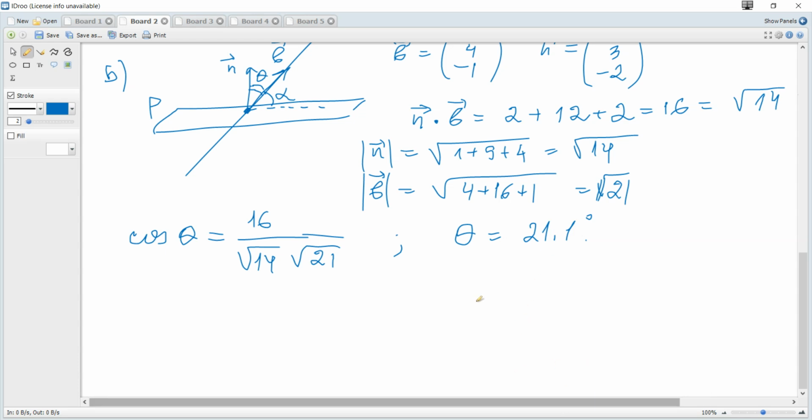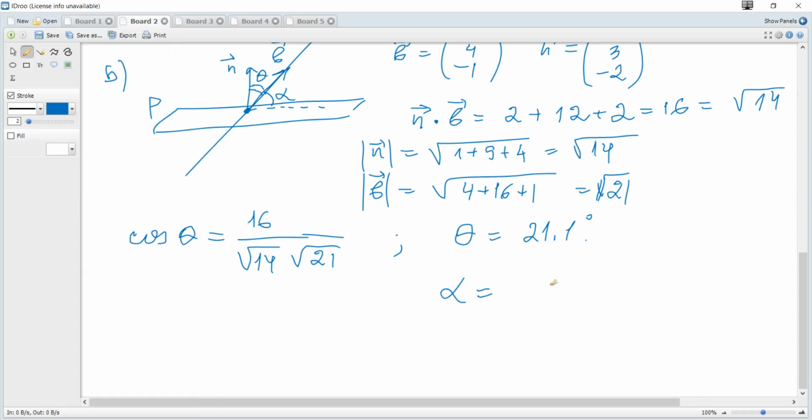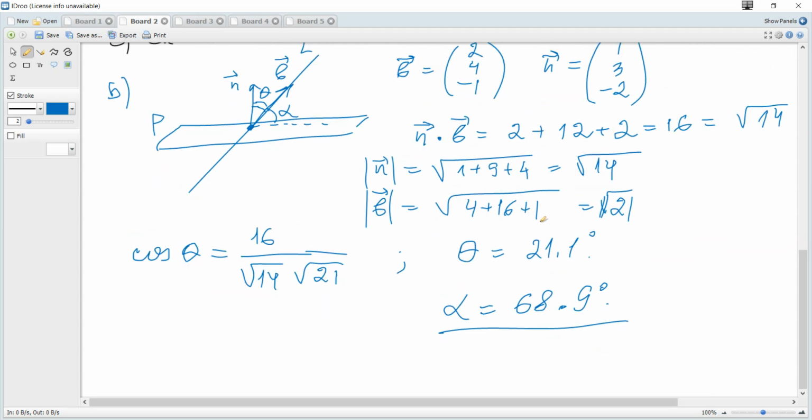And we need actually alpha, and alpha is 90 minus our answer, and it's actually 68.9, so alpha is 68.9 to three significant figures, and it's the required angle between the line and the plane.